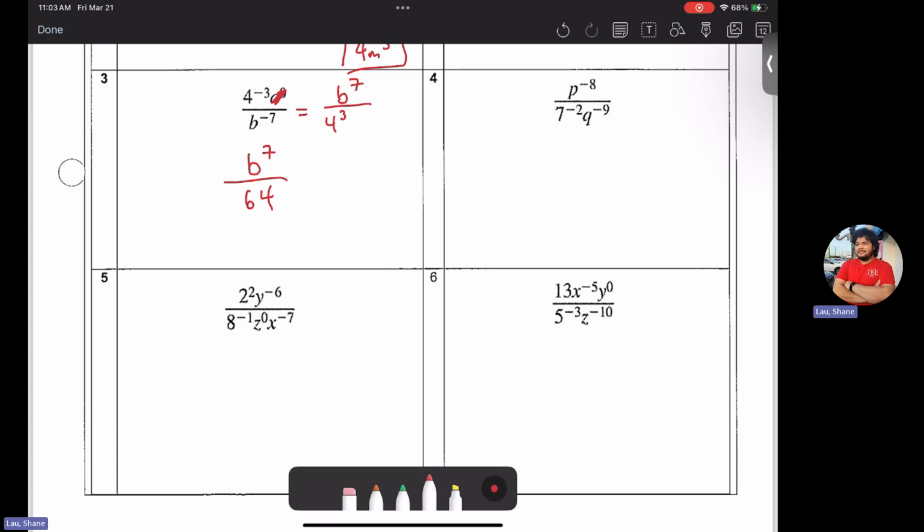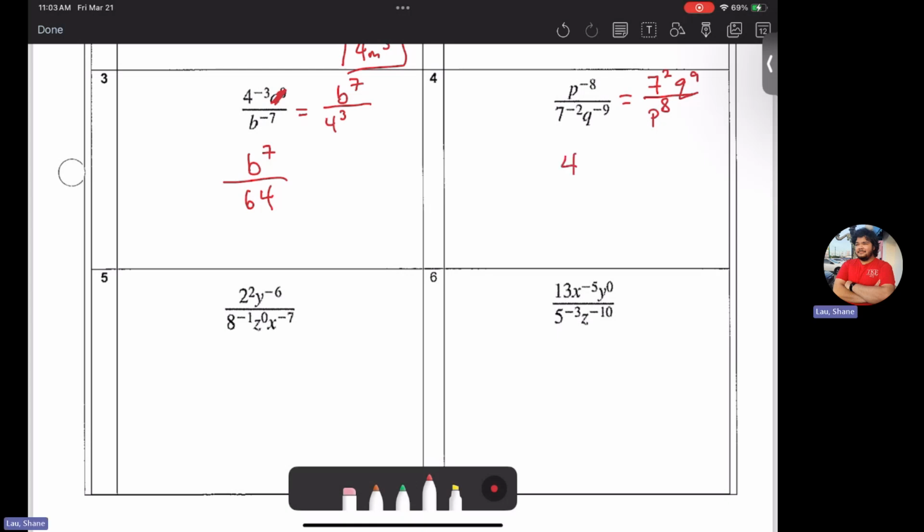Question 4, same deal here. I see that I have a -8 for my exponent. That means I'm going to put p on the bottom, p to the 8. Then I have 7 to the -2. That's going to go back on top to be 7 squared. And I see the same thing for my q to the -9. I'm going to make sure that I have -9 for my exponent. Sorry, +9 because I changed it. Right there. And of course, simplify as necessary.